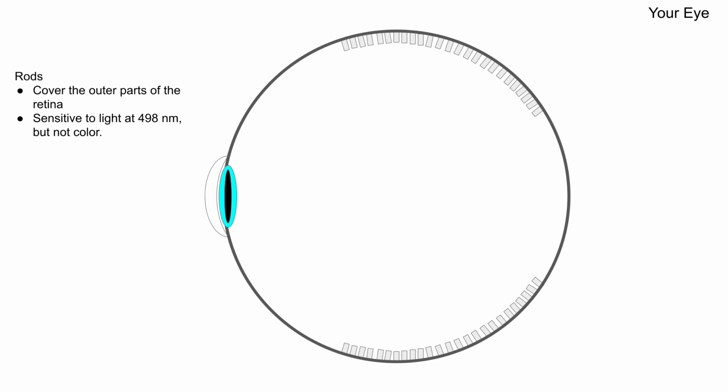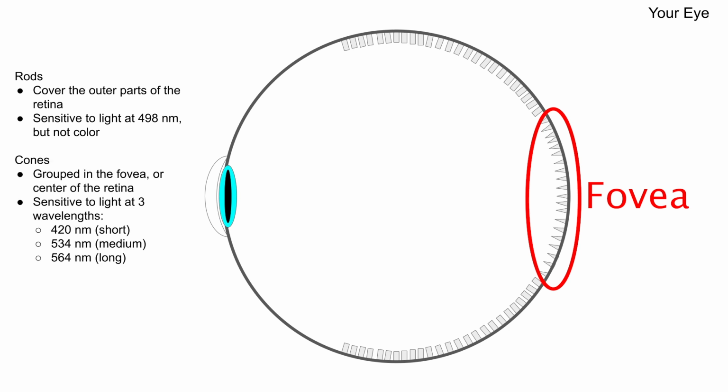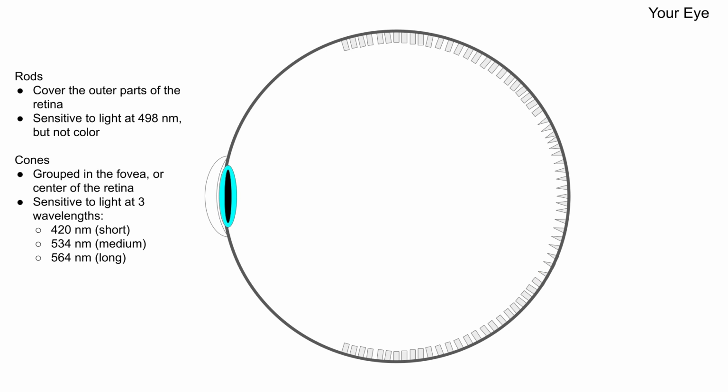In the very back of your eye, right in the middle of the retina though, there's an area called the fovea. And inside that area are structures called cones. There are 3 different types of cones. Each one is sensitive to a different wavelength of light: 240 nanometers, 534 nanometers, and 564 nanometers. Okay, so what exactly does that mean?